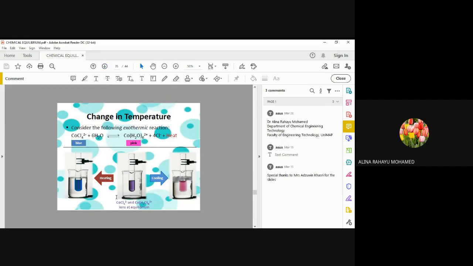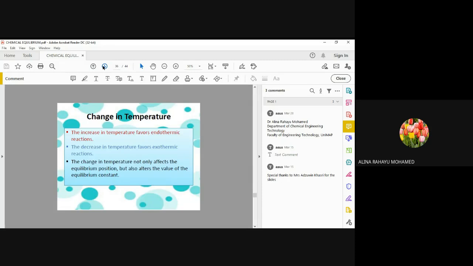In the middle here we have blue CoCl4 and hydrated cobalt ions at equilibrium. If we heat up the system, it changes to blue, which is CoCl4 2-. But if we reduce the temperature or cool it down, we have a pinkish color which indicates the presence of hydrated cobalt, Co(H2O)6 2+.